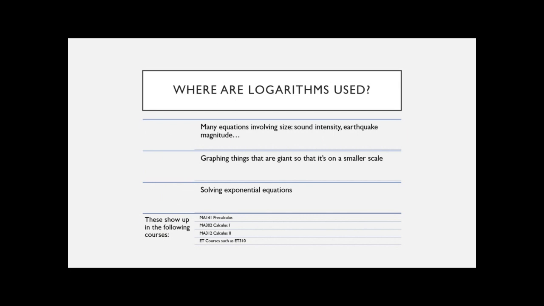pH is another formula used in chemistry that uses logarithms. Logarithms are often used in graphs when you have to graph really big numbers. Instead, you'll use a logarithmic scale, so that instead of graphing 1 million, 2 million, you'll be graphing their exponents, like 6 or 7. So they're much smaller and easier to graph. They're also used for solving exponential equations.